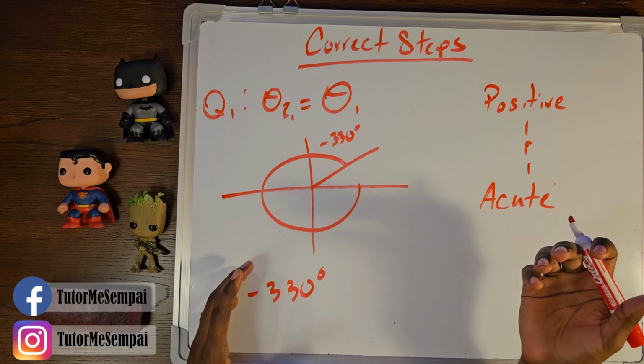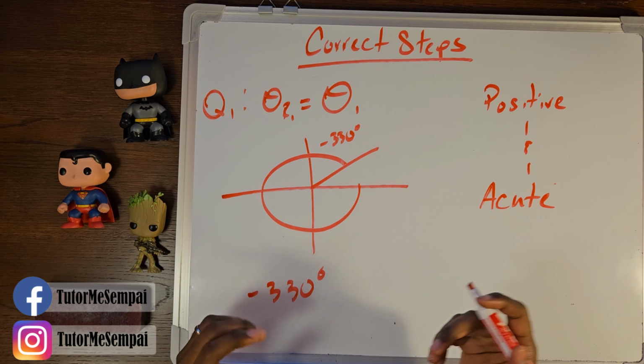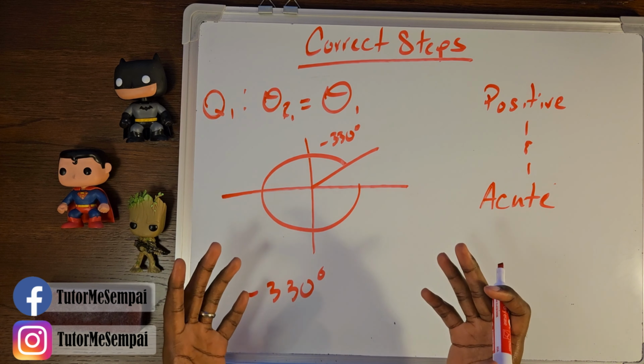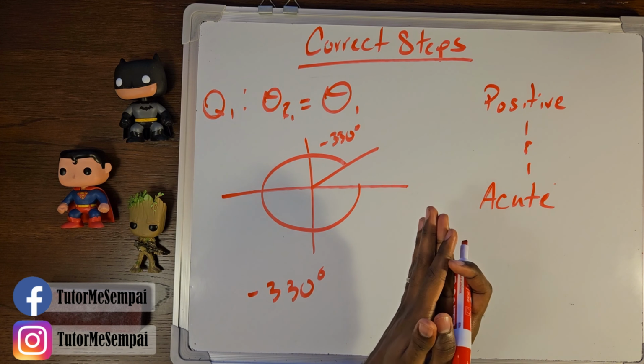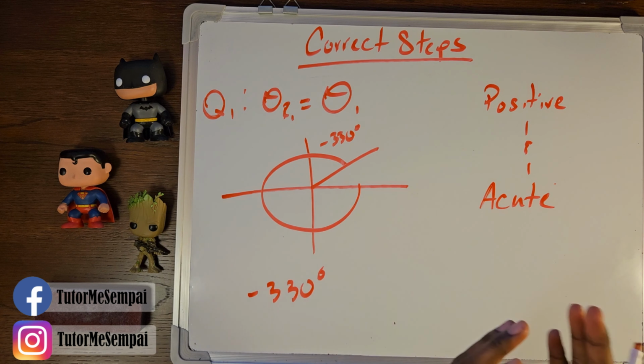In order to find a coterminal angle, we want to either subtract or add 360 degrees. Well, we don't want just any coterminal angle for this to work. It has to be a coterminal angle between 0 and 360 degrees. So we want to make it positive.